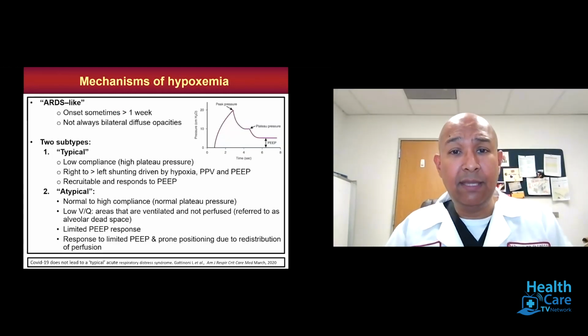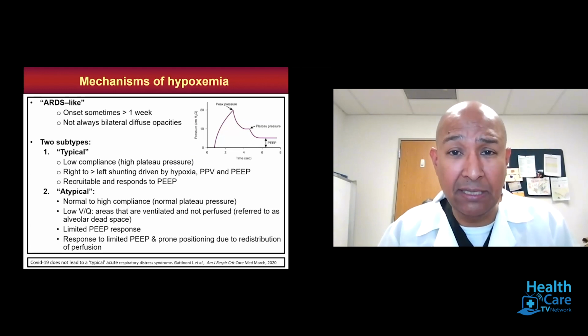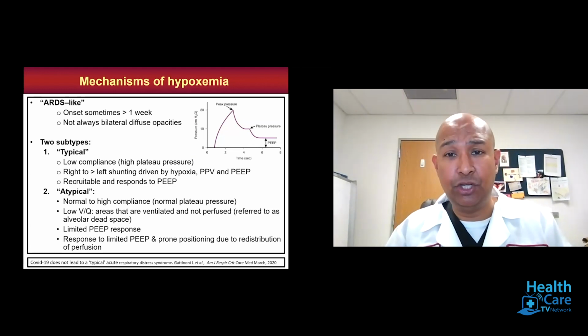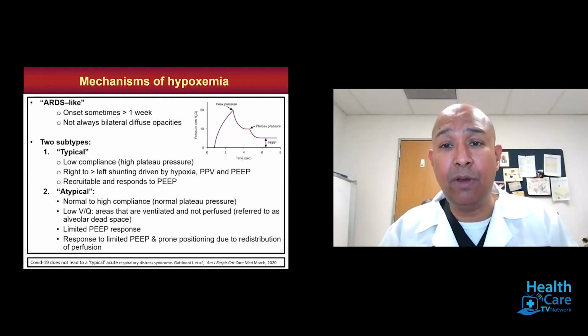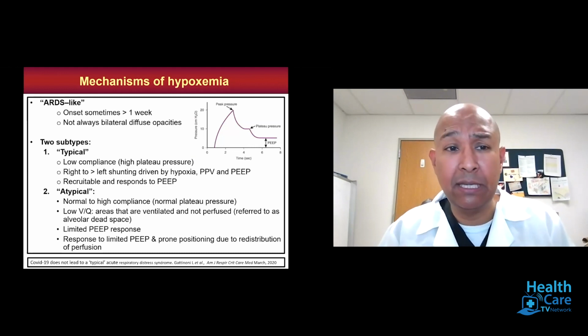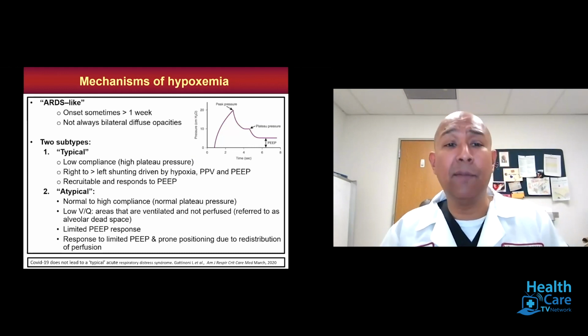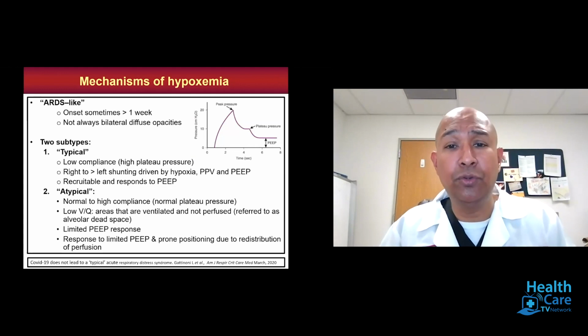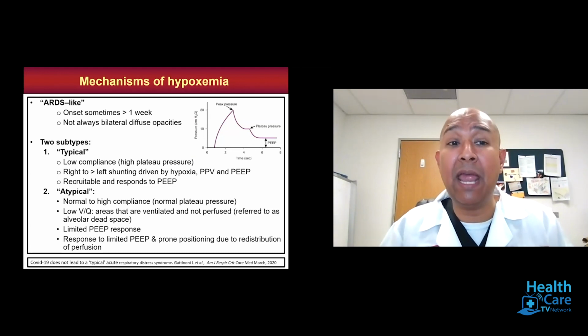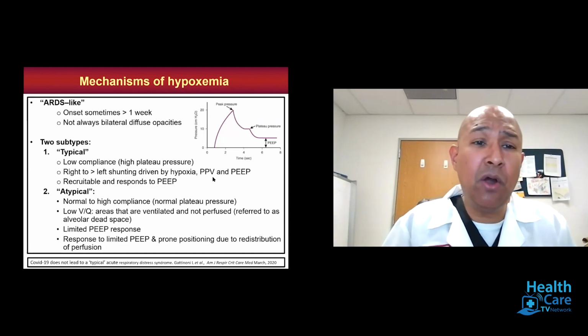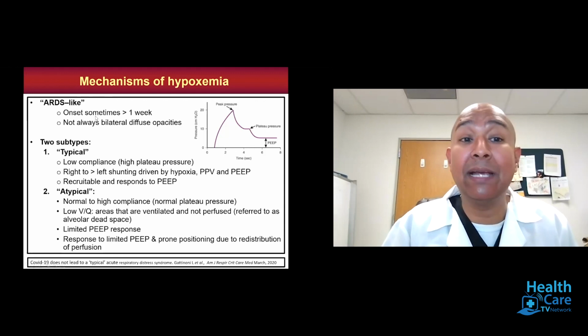So this is probably one of my favorite slides that I have on this presentation. What is the mechanism of the patient being hypoxic? So when we talk about this, these are the patients who go to the medical ICU, and unfortunately, they're going to be on the ventilator. Why are they on the ventilator? Because they have ARDS. And notice how I called it ARDS-like.